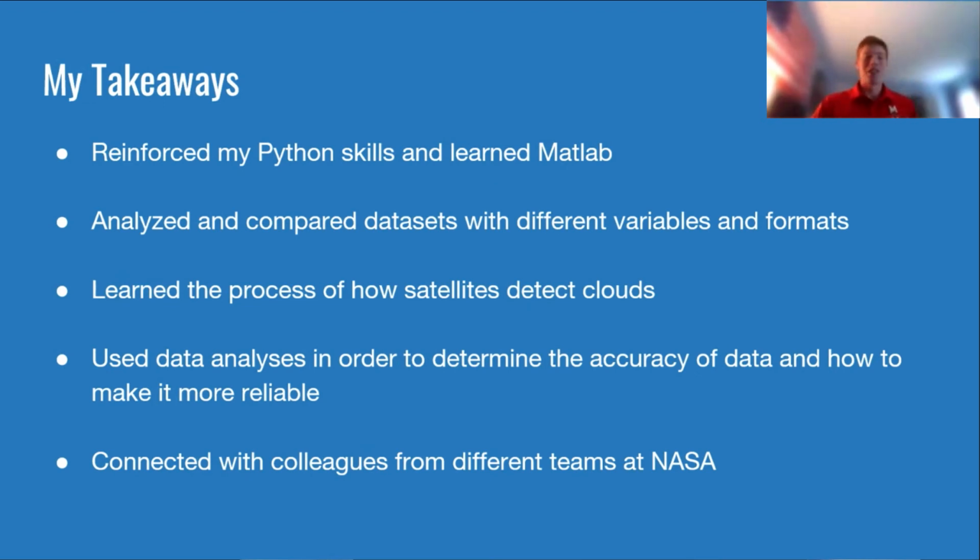So my takeaways from this internship: I was able to actually apply a lot of the skills that I learned at Maryland. I was able to reinforce some of my Python skills here. And I actually learned MATLAB throughout this internship. I had no knowledge of MATLAB before, and I was using it a lot to work with these larger data sets and to produce some of the figures that you saw. That was really cool, to learn MATLAB from people who have been working with it for a while. And I also analyzed and compared data sets with different variables and formats.